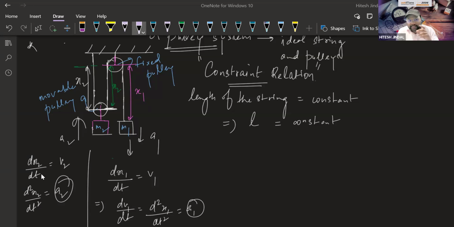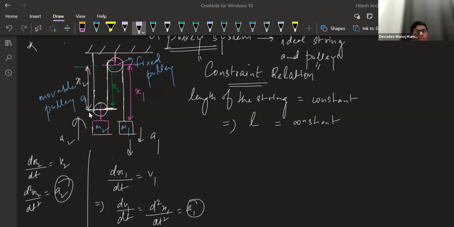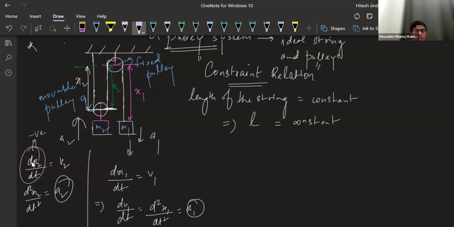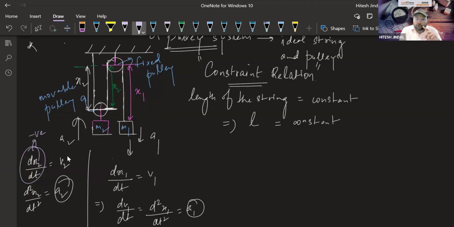Actually, tell me one more thing. With time, x2 will decrease or increase? Decrease in this case. I'm taking this to be up, right? So this will decrease. So this rate of change would be negative or positive? It would be negative, right? Negative, because with time, x2 is decreasing. So change in x2 is negative. So v2 should be negative. Yes, the negative sign is showing the direction, right?